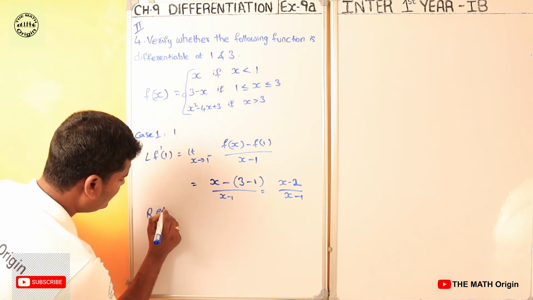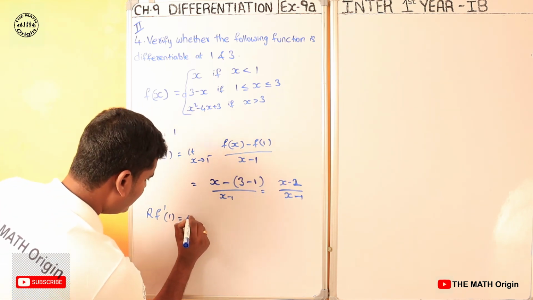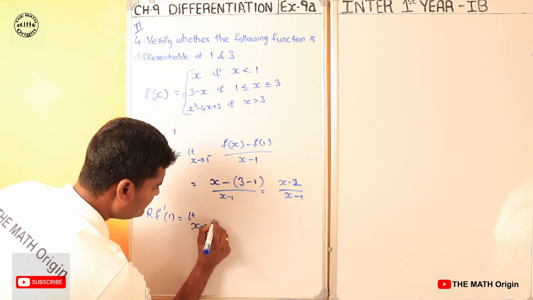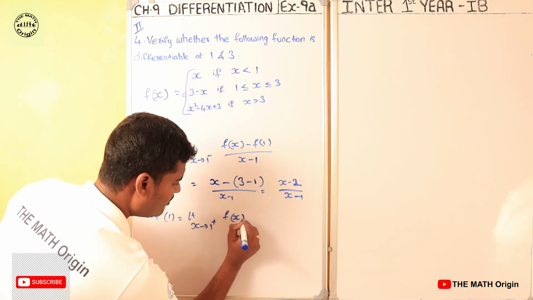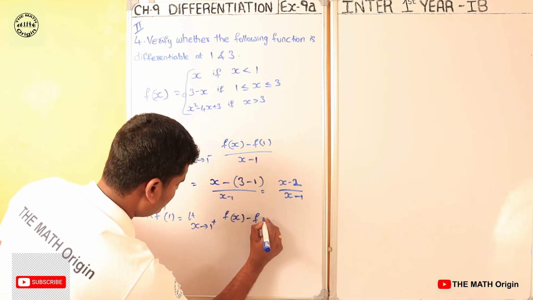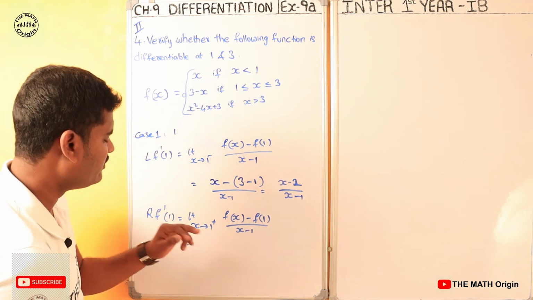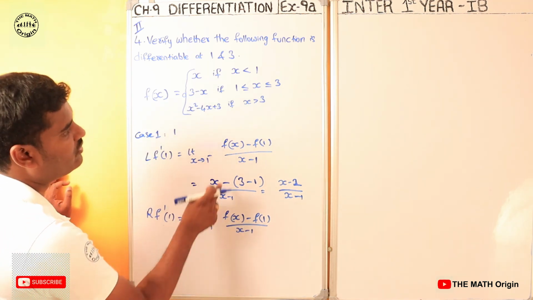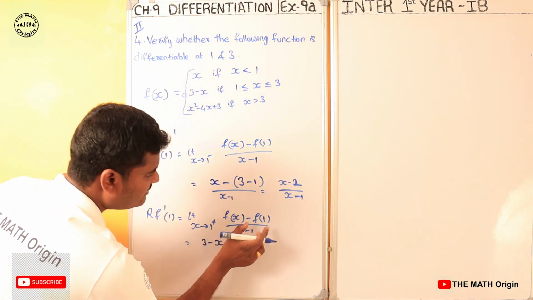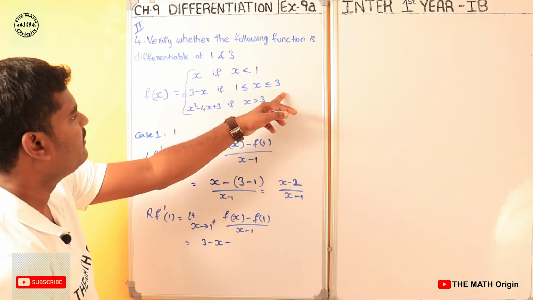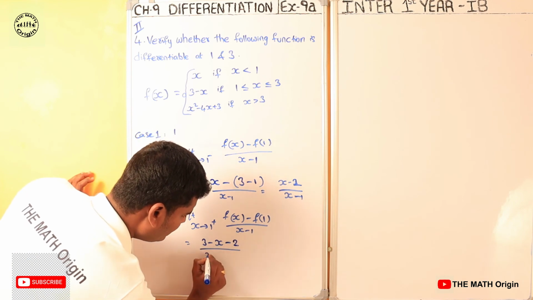Next, the right hand derivative of f at 1 is the limit as x tends to 1 plus of f of x minus f of 1 divided by x minus 1. For x tending to 1 plus, f of x is 3 minus x, and f of 1 is obtained by substituting 1, so 3 minus 1 is 2, divided by x minus 1.